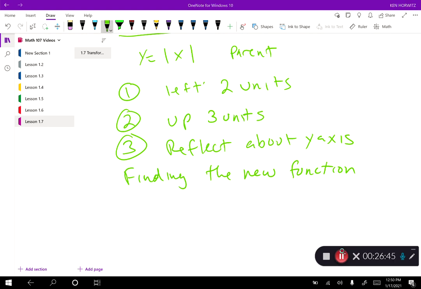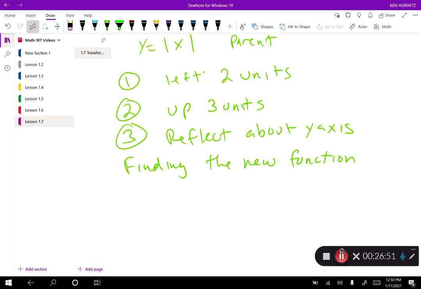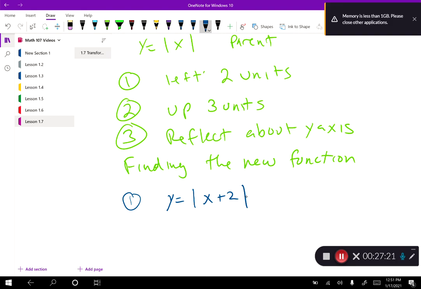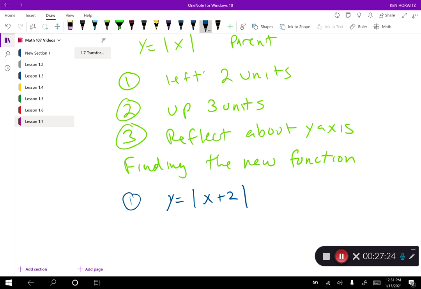All right, so hopefully you took a look at this problem. Now, the way I would tackle this is literally one transformation at a time. So my parent function is y equals the absolute value of x. The first transformation is going left 2 units. So I'm going to use a different color just to contrast. And I'm going to say after transformation number 1, I have y equals, now remember, if I'm going right or left, I've got to put it inside my function. So I'm going to say x plus 2 inside the absolute value. Not my final answer, just an answer along the way.